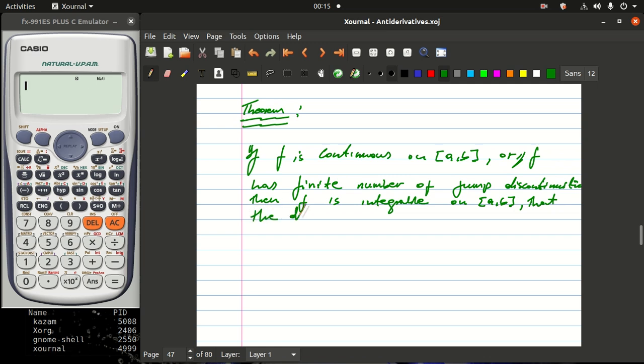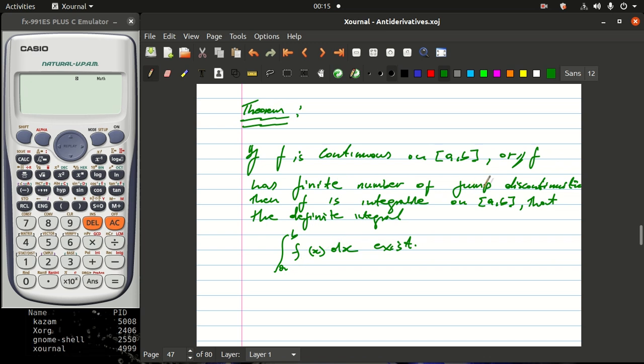That is, the definite integral from a to b of f(x) dx exists. So if you have a function and this function is continuous, then you will be able to find the definite integral. In other words, you find the particular antiderivative, and then you evaluate at that point, and at that point, and then you find the difference. You are always going to get the answer.